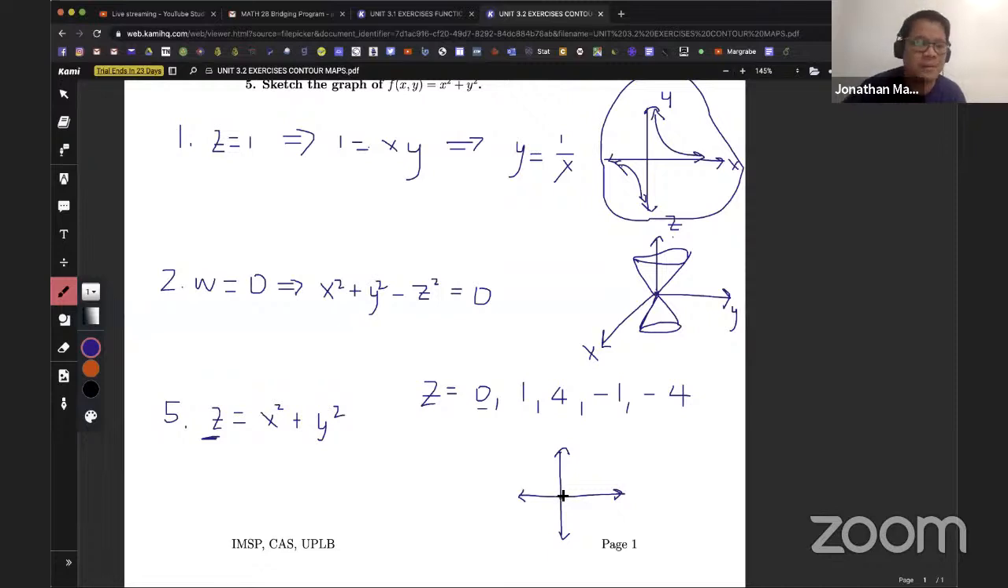Okay. How about if z equals 1? So we'll have 1 equals x squared plus y squared. What is the graph of that? Circle. Specifically, it is a unit circle, since the radius is 1. Okay, that's correct.